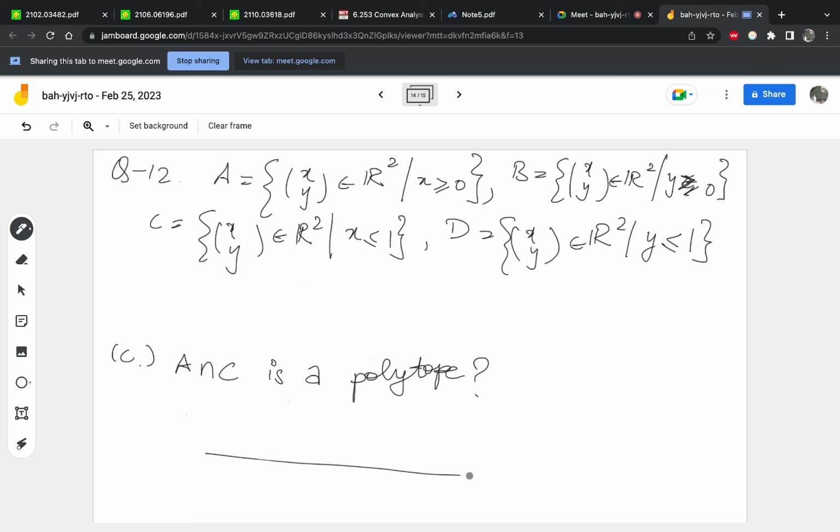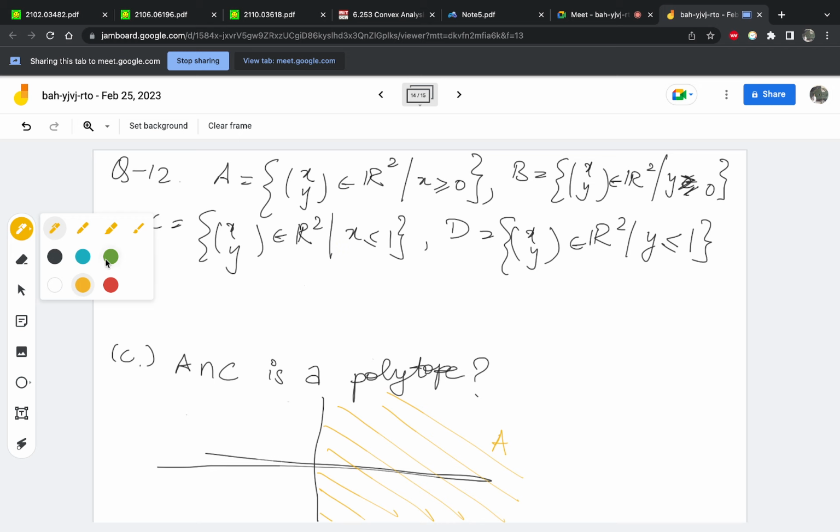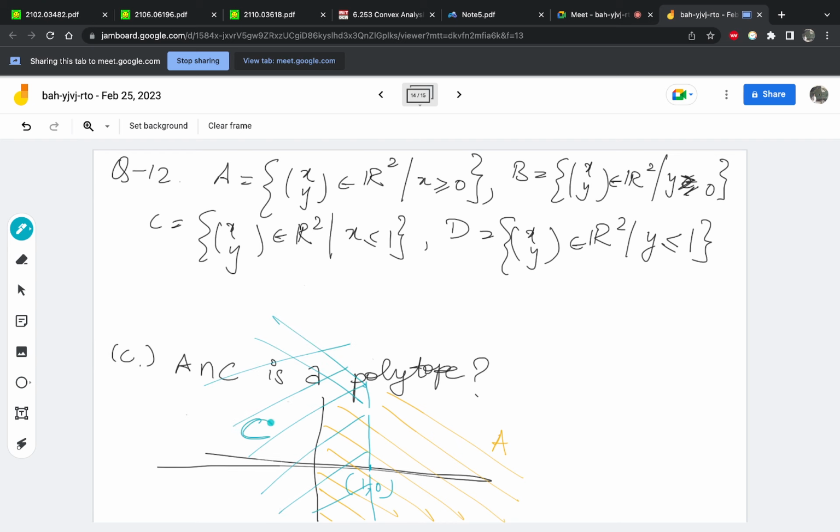So, as I was saying before, this is our A. This is our A, and C is given to us, which is saying the first component is less than or equal to 1. So let's say this is (1, 0), and this is C. What can we say about A intersection C? It is a polyhedron, yes? At least that part is fine. But it's not a polytope as before.